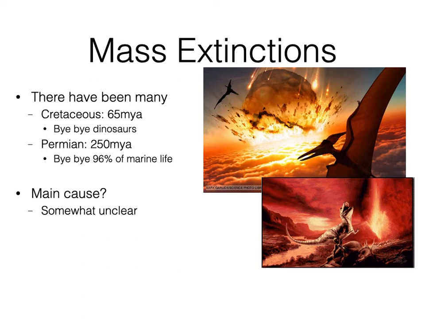Now, we do know in terms of the dinosaurs that a meteor, the size of Texas, hit the Earth in what's now the Yucatan Peninsula. And certainly that impact had a cataclysmic effect on the other species that were there. But there were certainly other contributing factors to why the dinosaurs went extinct. And when we look at the Permian extinction 250 million years ago, the main cause of that extinction is not always clear.